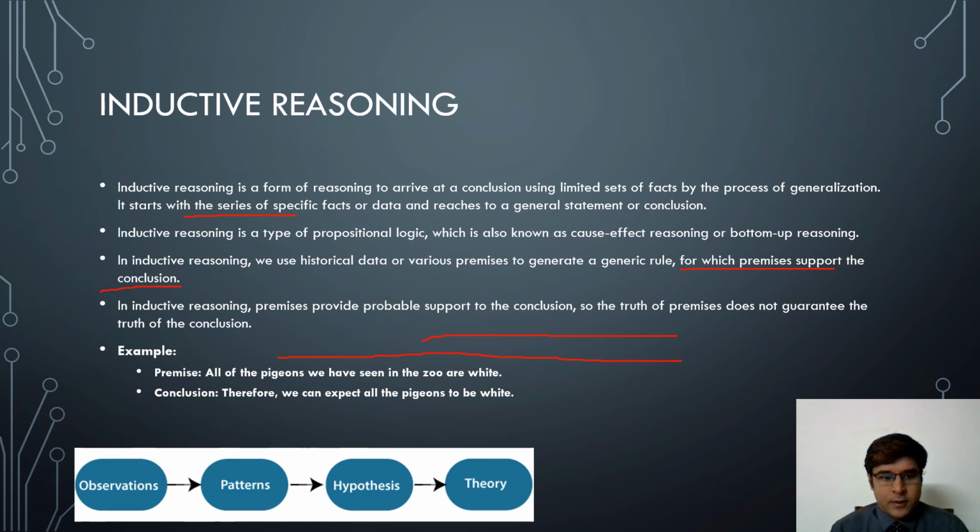For example, we have the premise all of the pigeons we have seen in the zoo are white, and the conclusion is therefore we can expect all the pigeons to be white. So this conclusion here is not true, but the premise is true. So the premises do not guarantee the conclusion. That is inductive reasoning. Similarly, we have the process here. We have the observation first. Next we see patterns.